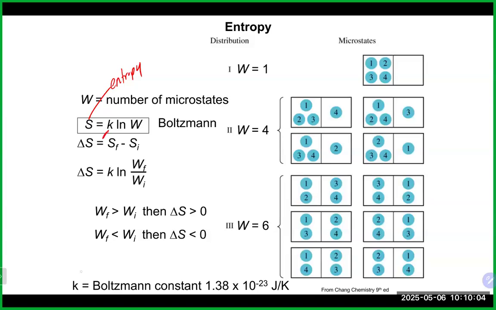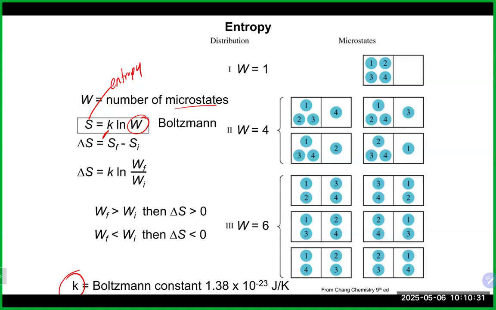K is the Boltzmann constant, which is the guy on the bottom there. Natural log of W, and W is the number of microstates. So sometimes when people talk about probability, they talk about microstates. And microstates, if you want to think about it, is really just how many different ways you can accomplish something.